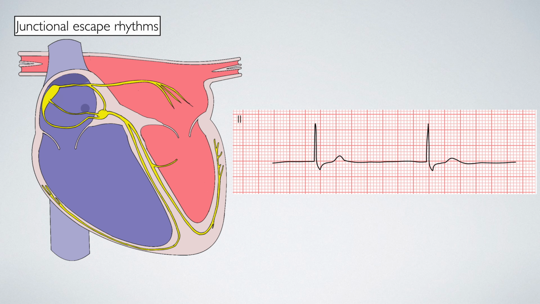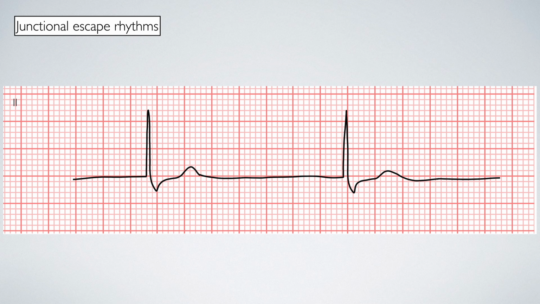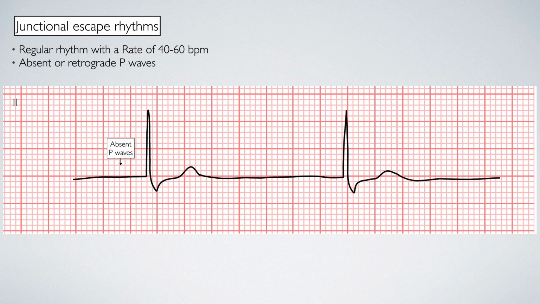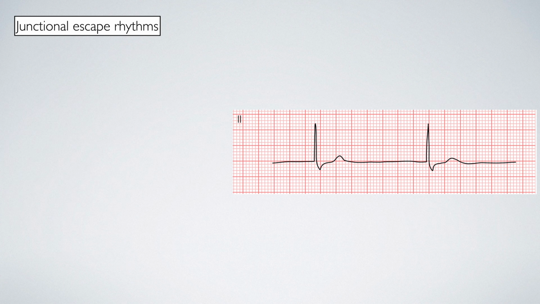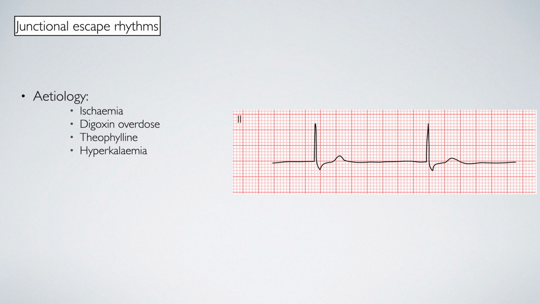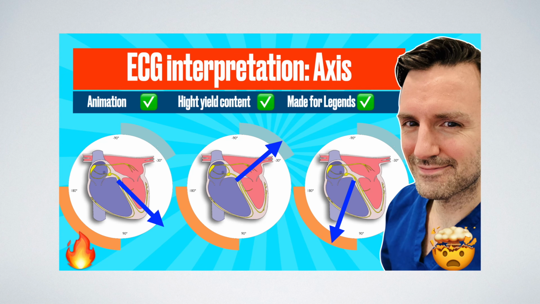The ECG criteria for this condition is a regular rhythm with a ventricular rate of 40 to 60 beats per minute, with absent or retrograde P waves. The causes of junctional escape rhythms include ischemia, digoxin overdose, theophylline, hyperkalemia, and perimyocarditis.